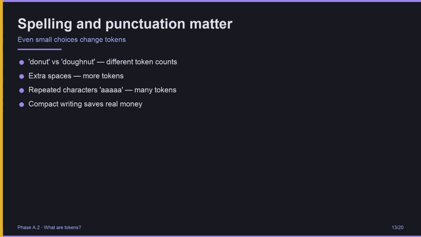None of this matters in a single message, but if you process thousands of messages a day, compact writing saves real money. This is why AI engineers often write in tight, dense English. They are optimizing for tokens, not for style.